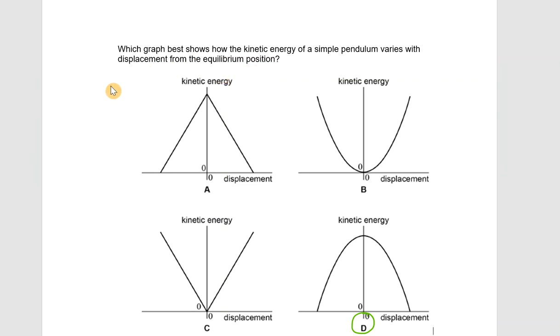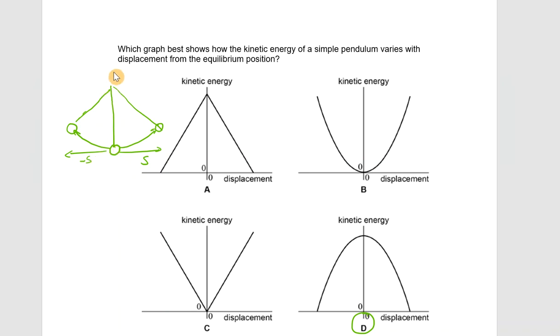Let's draw a quick diagram of a pendulum. There it is in its equilibrium position, and it's going to displace to the right when it swings to the right. That's a displacement with a positive S, we could call it. It'll swing back to the equilibrium point, and then it will swing to the left, and it'll have a negative displacement.